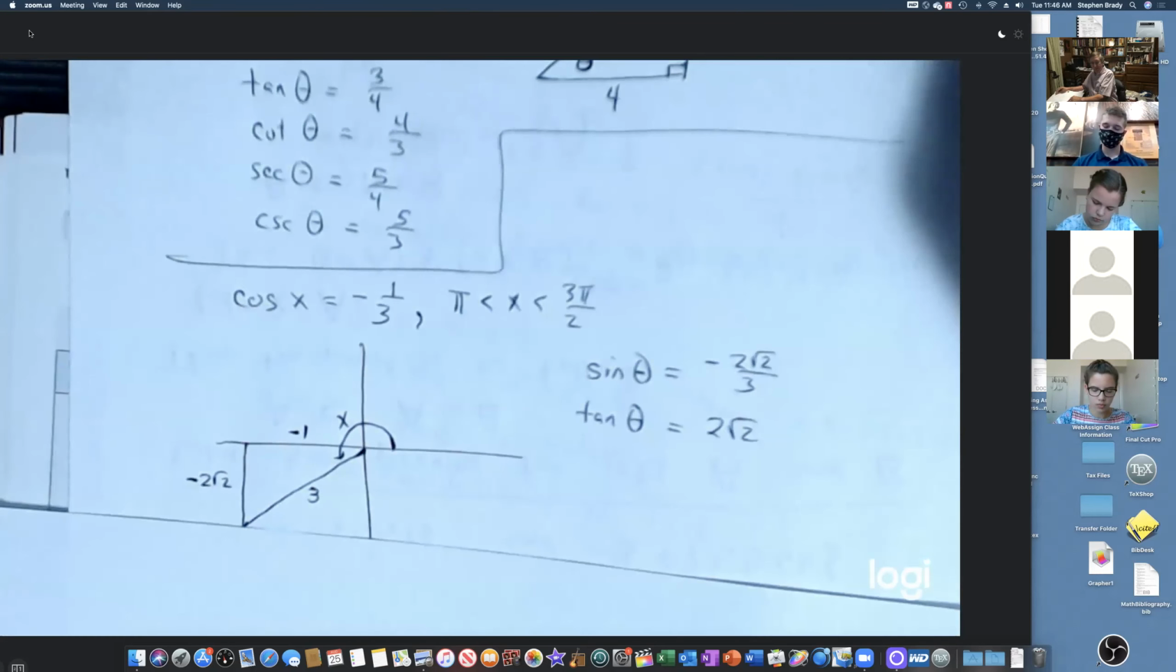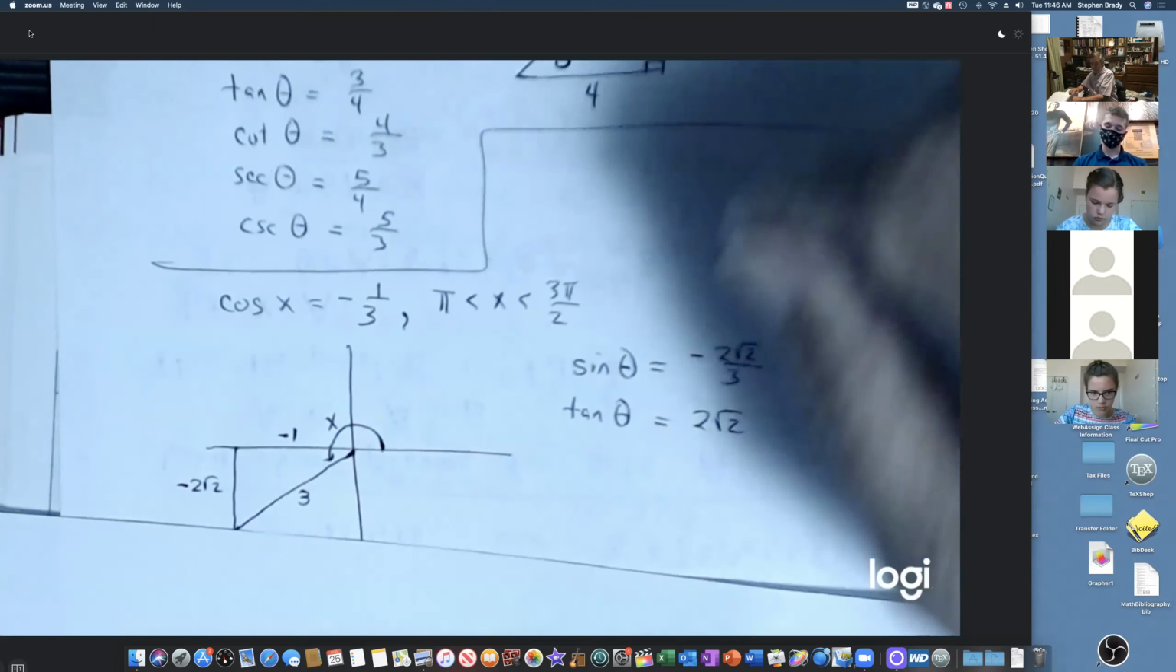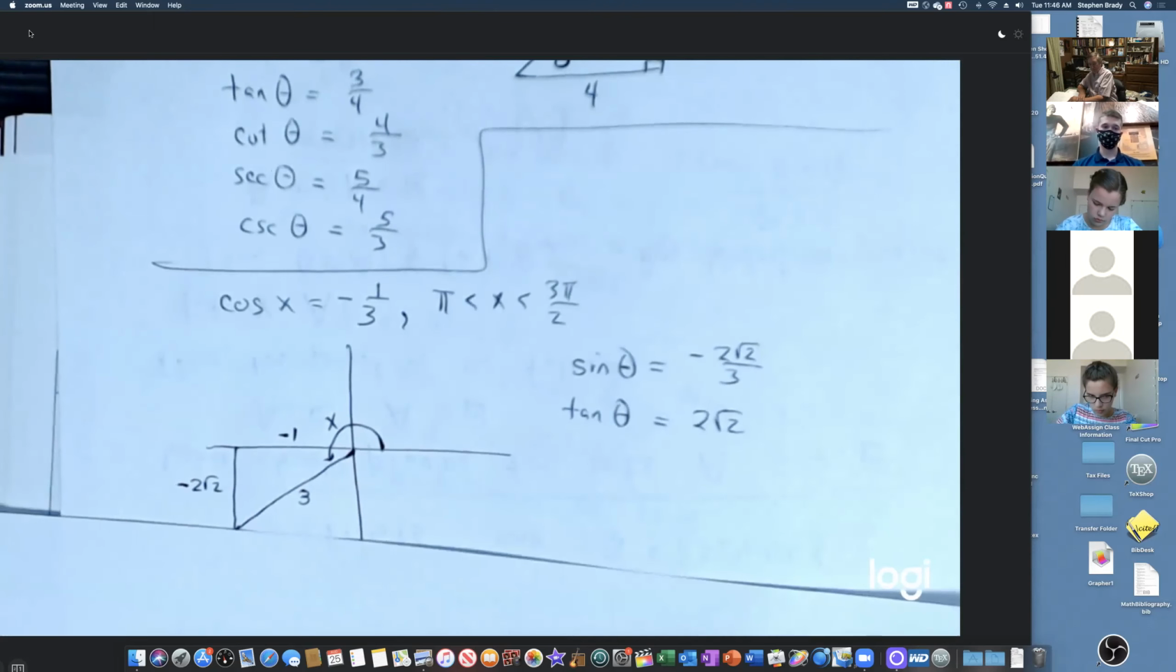And the x is a number that gives you an arc length, and it's in the 3rd quadrant because pi is the minus x-axis and 3 pi over 2 is the minus y-axis. And so I have an angle in between, so I draw this triangle.